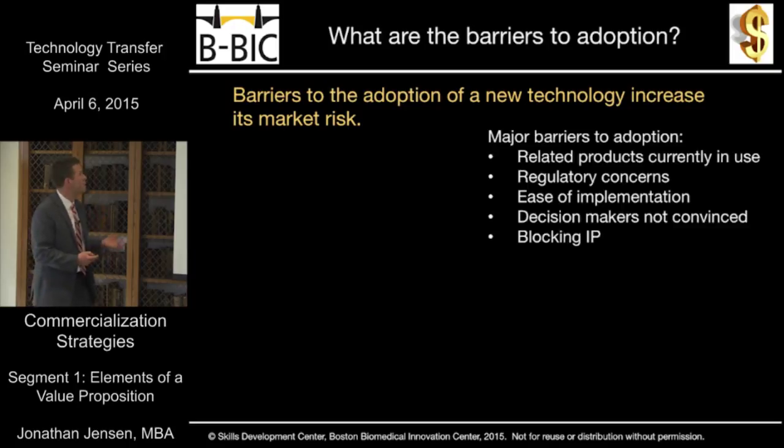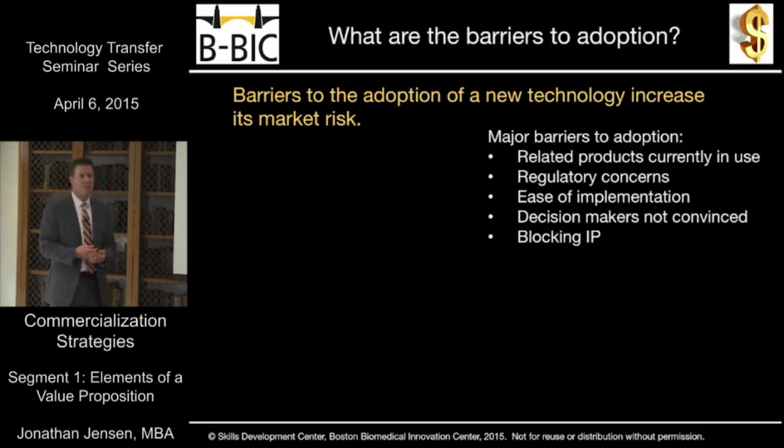to commercialization. Examples of those kinds of risks or barriers to adoption would be related products in use, said another way, competition. Who is your competition? How crowded is that space? Obviously, there are regulatory concerns, so understanding that pathway and what risks are associated with it is important. Then ease of implementation: does this disrupt an existing workflow? Would there be a lot of training associated with the new product?